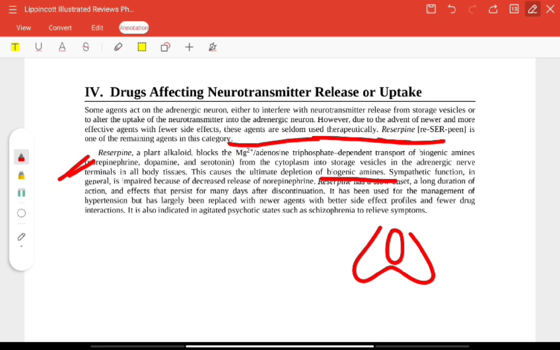Reserpine has slow onset and long duration. Sympathetic function is impaired because of decreased release, and it is used in the management of hypertension. It has fewer drug interactions. It is also indicated in agitated psychotic states such as schizophrenia.